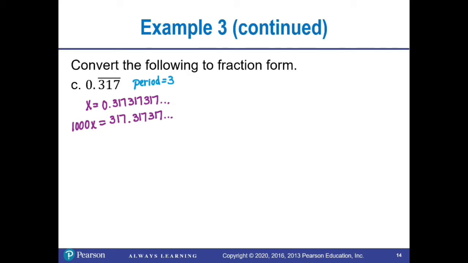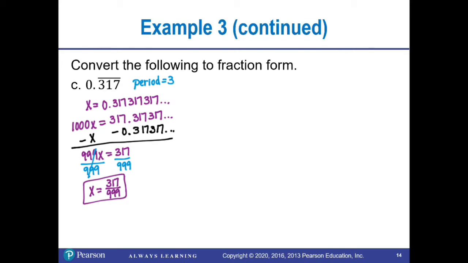I want to get rid of the decimal places, so we subtract x from both sides. Since x is 0.317317317, that's what I use on the right side because it's the same thing as x. On the left side, we get 999x. On the right side, the decimal places cancel out, and that leaves us with 317. Divide both sides by 999, and we get 317/999.